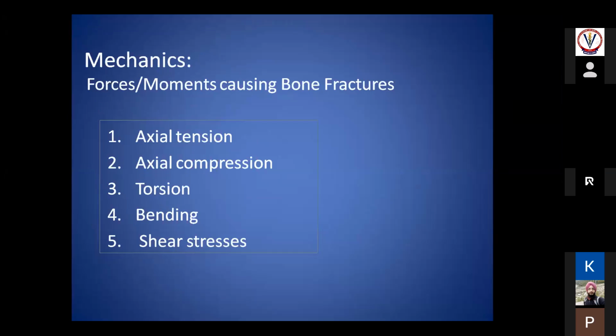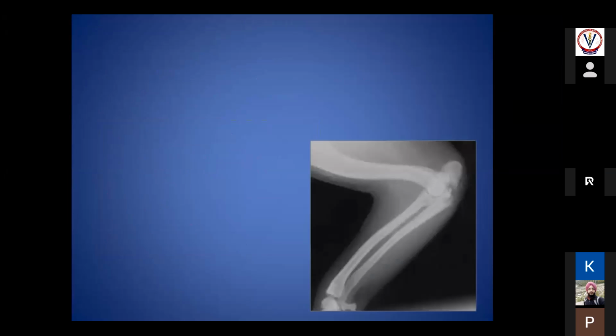The first category we take up is the mechanics, that is the forces or the movements causing bone fractures. We have seen this categorically in the first slide. What are these forces? Axial tension, axial compression, torsion, bending, and shear forces.